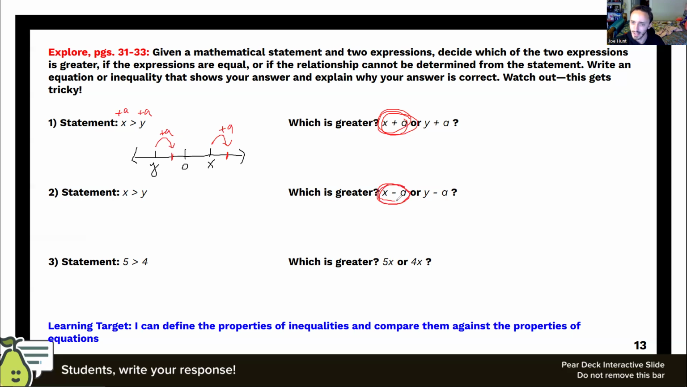There's three different cases that you might explore: where x and y are both positive, or they're both negative, or x is positive and y is negative. It's just that instead of shifting them to the right by adding a on the number line, you're shifting them off to the left by subtracting a. So regardless of your setup, if you're shifting up or down by adding or subtracting a certain number, you'll still see that x minus a is greater than y minus a. There's no difference there, right?